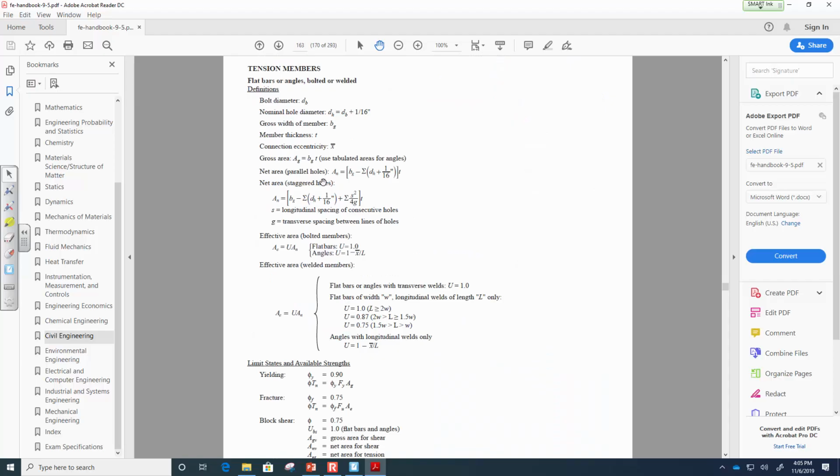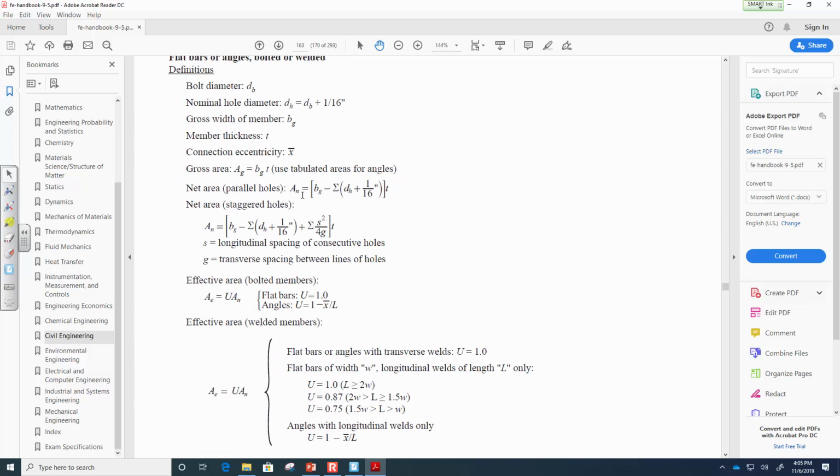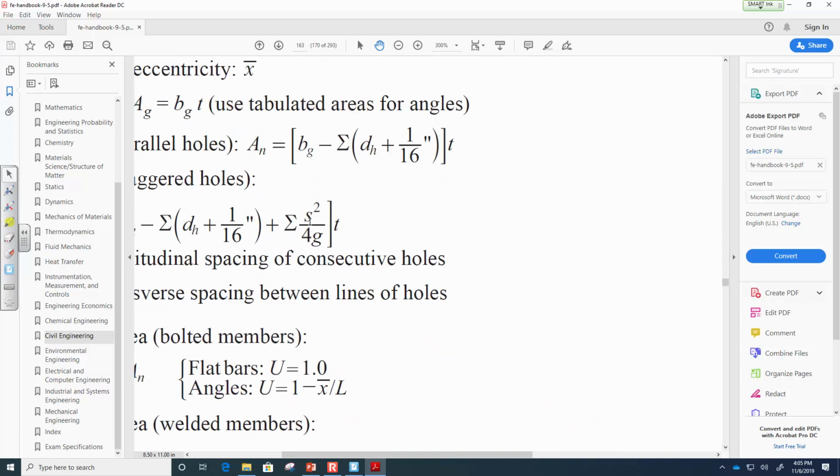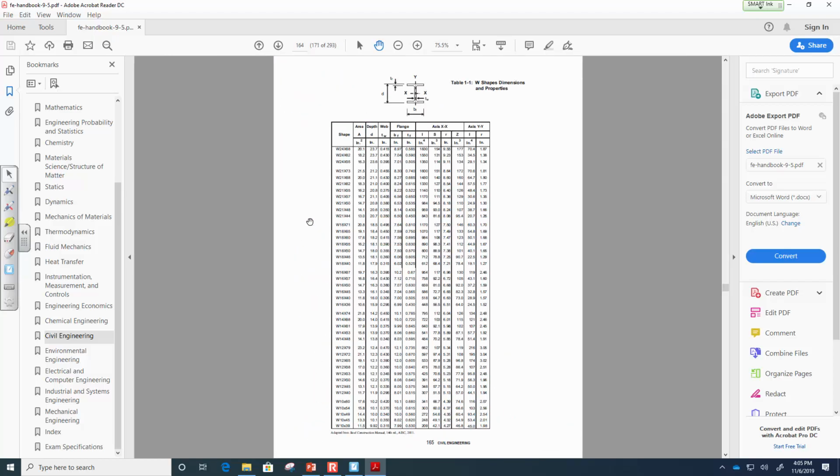Here's some formulas for tension members. So remember, the net area equals the gross area minus the area loss due to bolt holes plus the presence of any stagger factors, right? Pop quiz. Let's see if y'all remember this from steel design. If you have a bolt diameter, how much do you add to that bolt diameter to get the hole diameter, if you're looking at tension members?